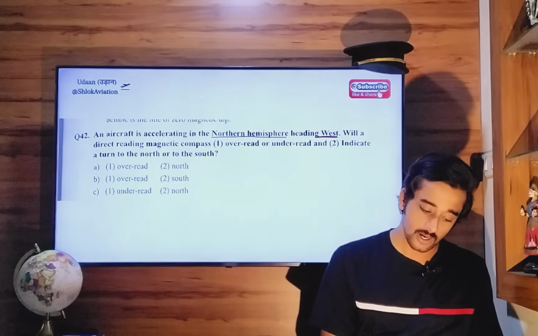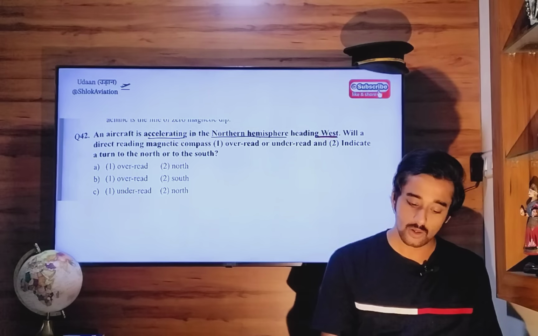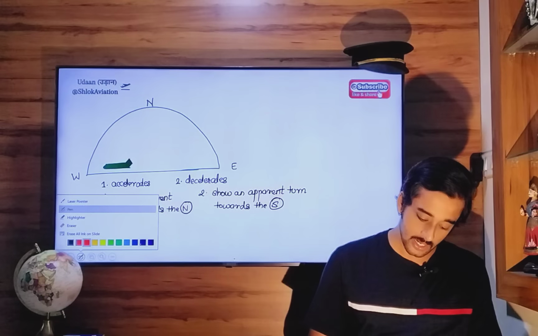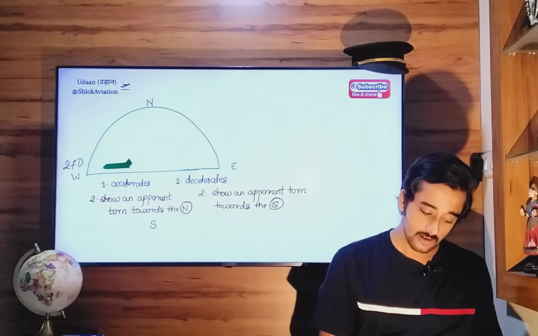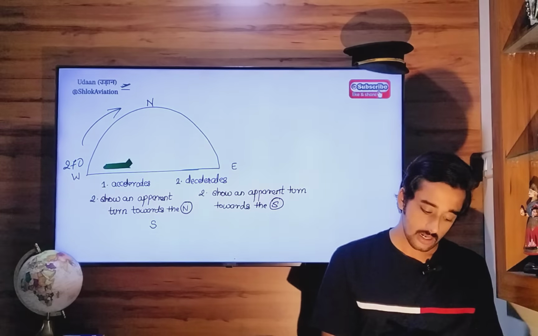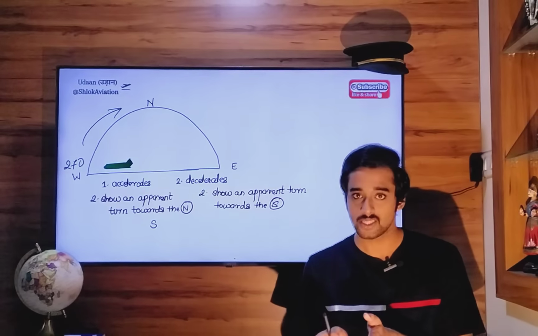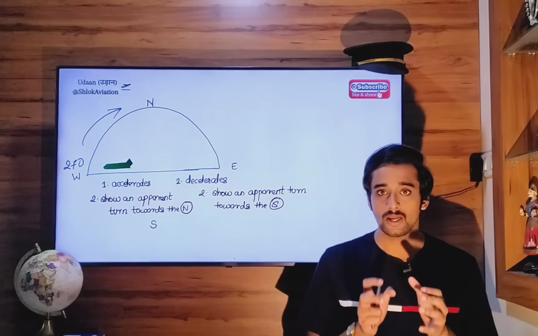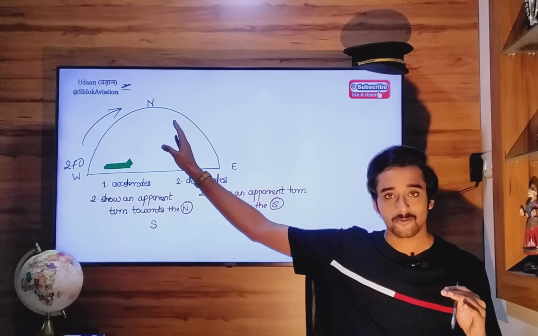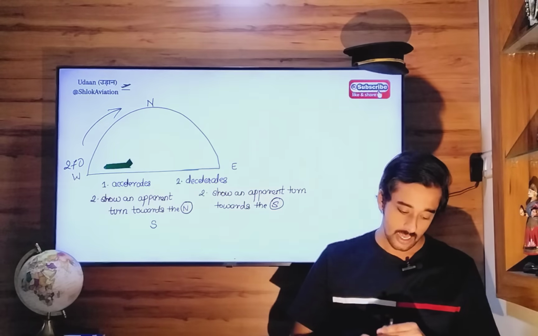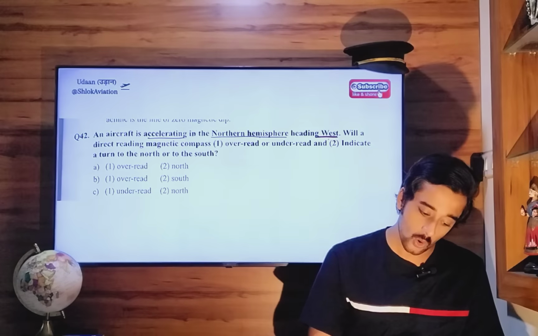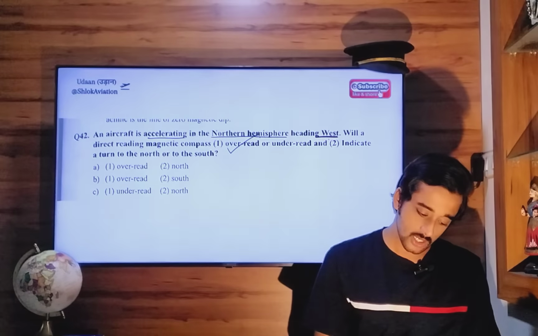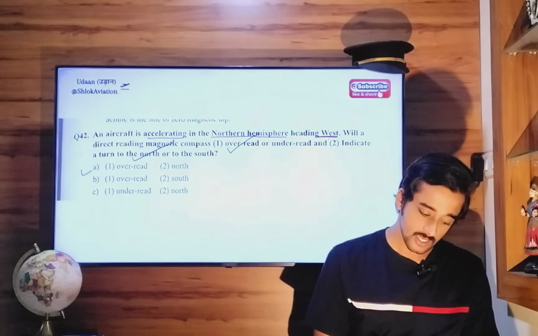So first things first, you are accelerating in the north hemisphere on a westerly heading. So the direct reading magnetic compass, instead of showing the correct direction of 270, will show a direction which is more than 270, 300, 320, 330. Okay, so all the directions that lead up to the north pole, that is the 360-degree direction. That's why the correct answer is, it will overread any reading more than 270 and it will show a turn towards the north. So the correct answer is option A.